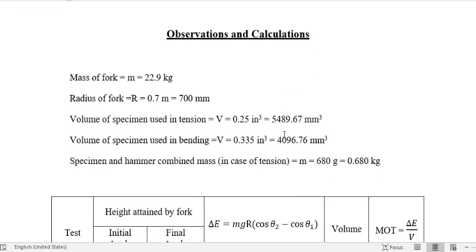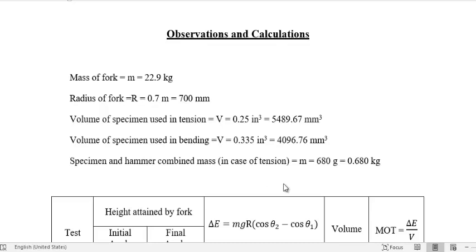And here is the observation and calculations part. Mass of the fork or hammer, as I said, both mean the same. Mass of fork is 22.9 kg. You will use the same. Radius of fork r is 0.7 meters. Volume of the specimen used in tension is 0.25 inch cube, and you can convert that into millimeter cube. And volume of the specimen used in bending is also given.